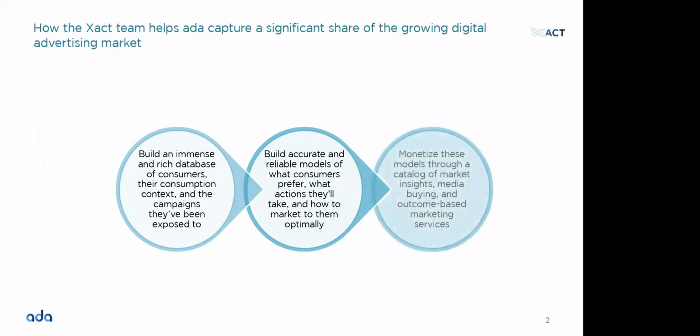So that's the problem of decision optimization, which you can think of as the penultimate goal of ADA Exact. And then finally, of course, clients do not buy models, and they very rarely buy raw data from us. So what clients want to buy is insights and outcomes. And so we need to monetize these models and our database through a catalog of use cases or products that offer market insights or media buying services or outcome-based marketing services. All right. So this is the 3-step process in which we try to extract value from ADA Exact.